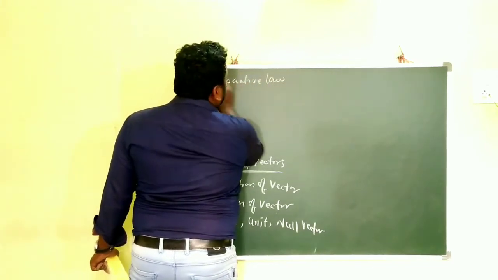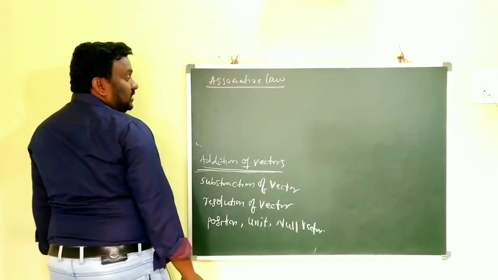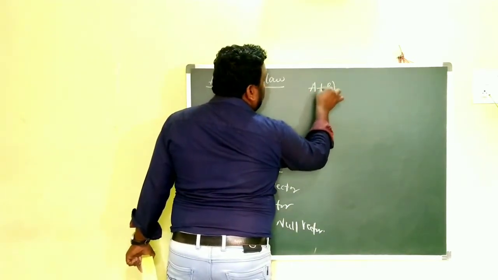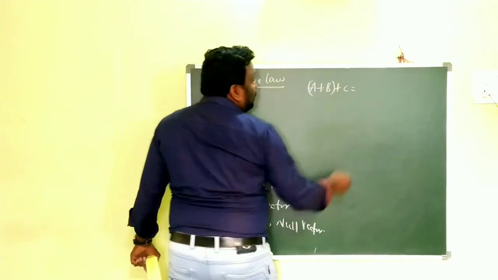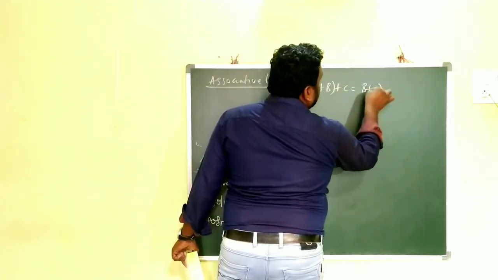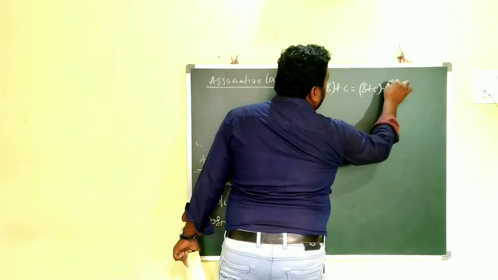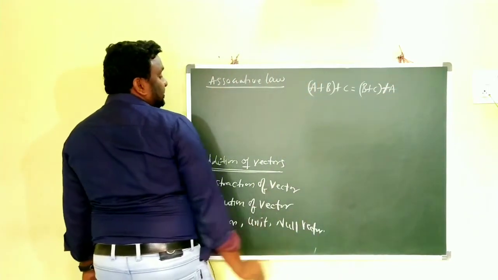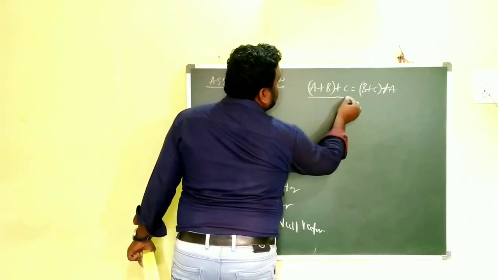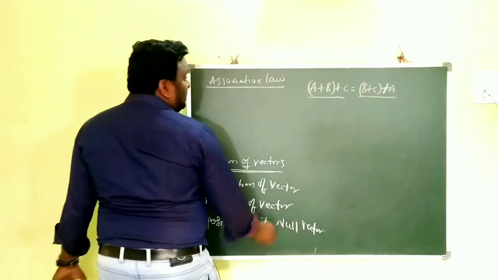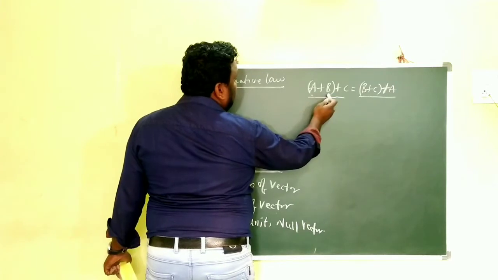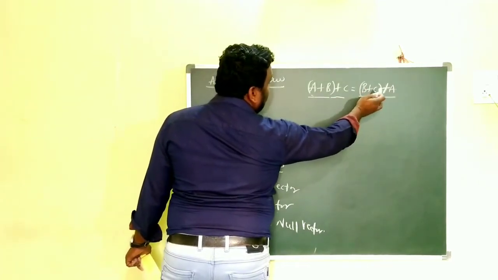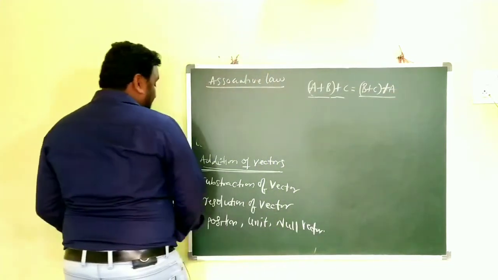Associative law. That is obviously the associative law. Here A plus B plus C is equal to B plus C plus A. In your textbook also diagrams are there. You can watch, and after watching the video you must check it. Here in association, first A and B are added, then C is added. Now here, initially B and C are added and finally A is added.